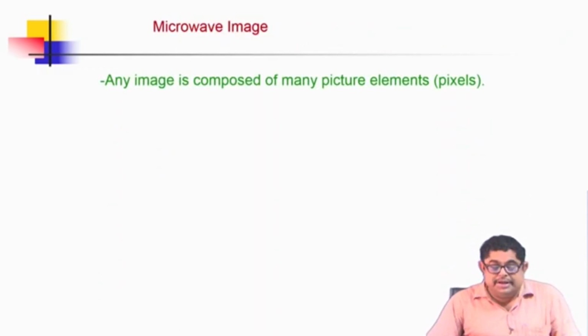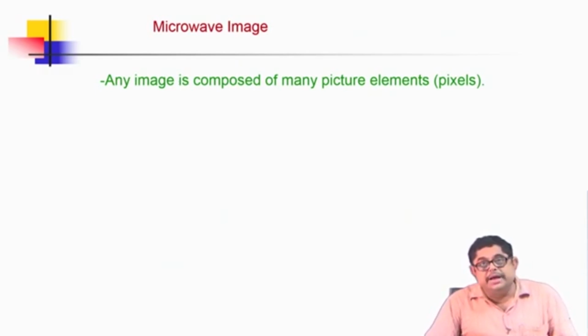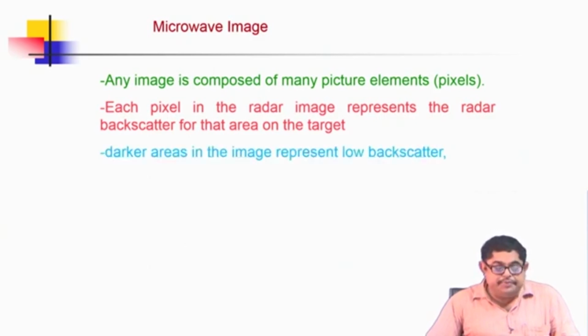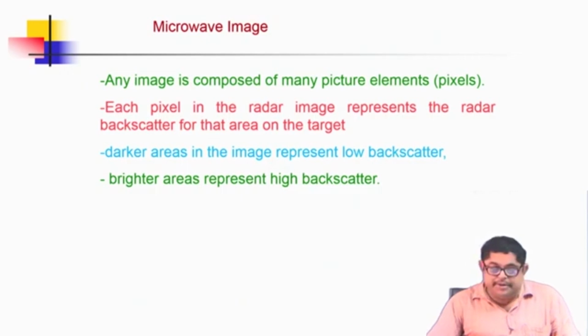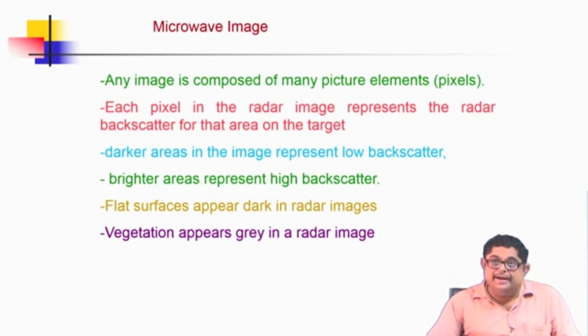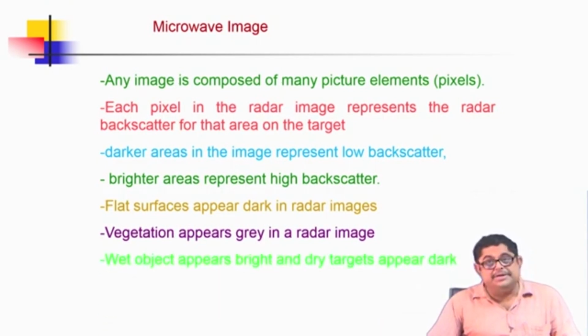Now, what is an image? Any image is composed of many picture elements, as you know. Each pixel in the radar image represents the radar backscatter for that area on the target. Darker areas in the image represent low backscatter, brighter areas represent high backscatter. Flat surfaces appear dark in radar images, vegetation appears gray, and wet objects appear bright. Why? Because wet means the dielectric constant is high, because water is there. So that is why it appears bright, and dry targets appear dark.